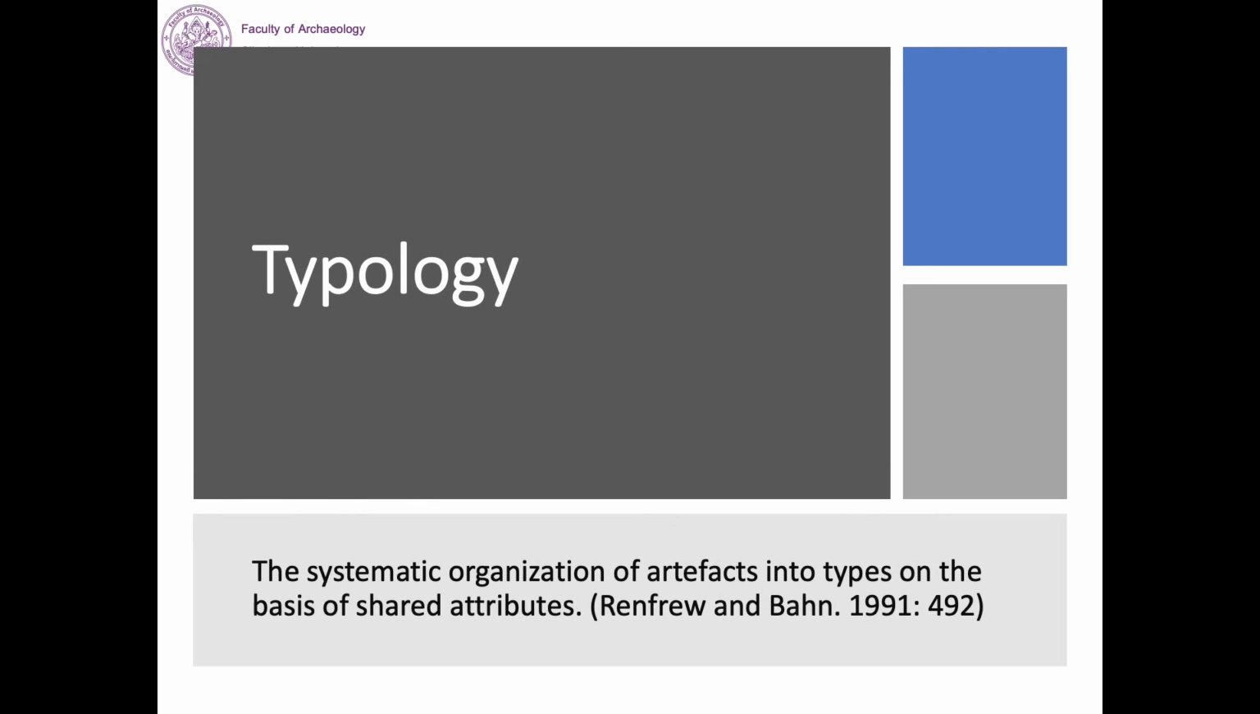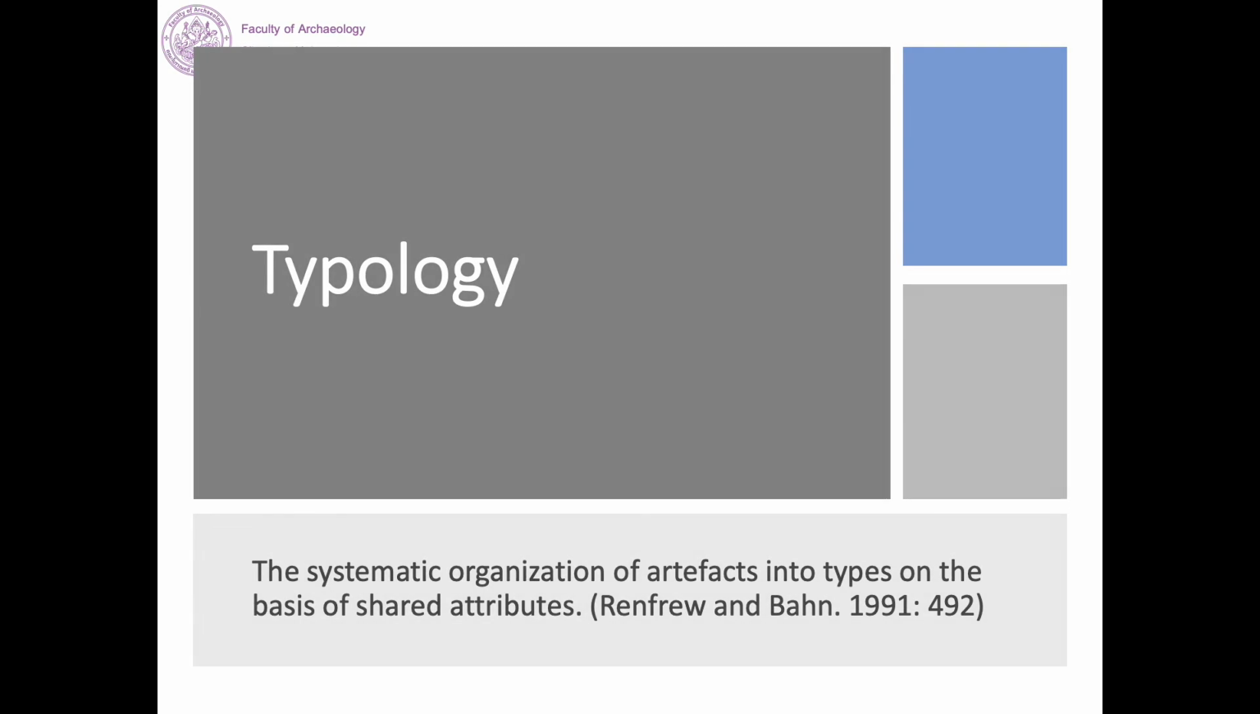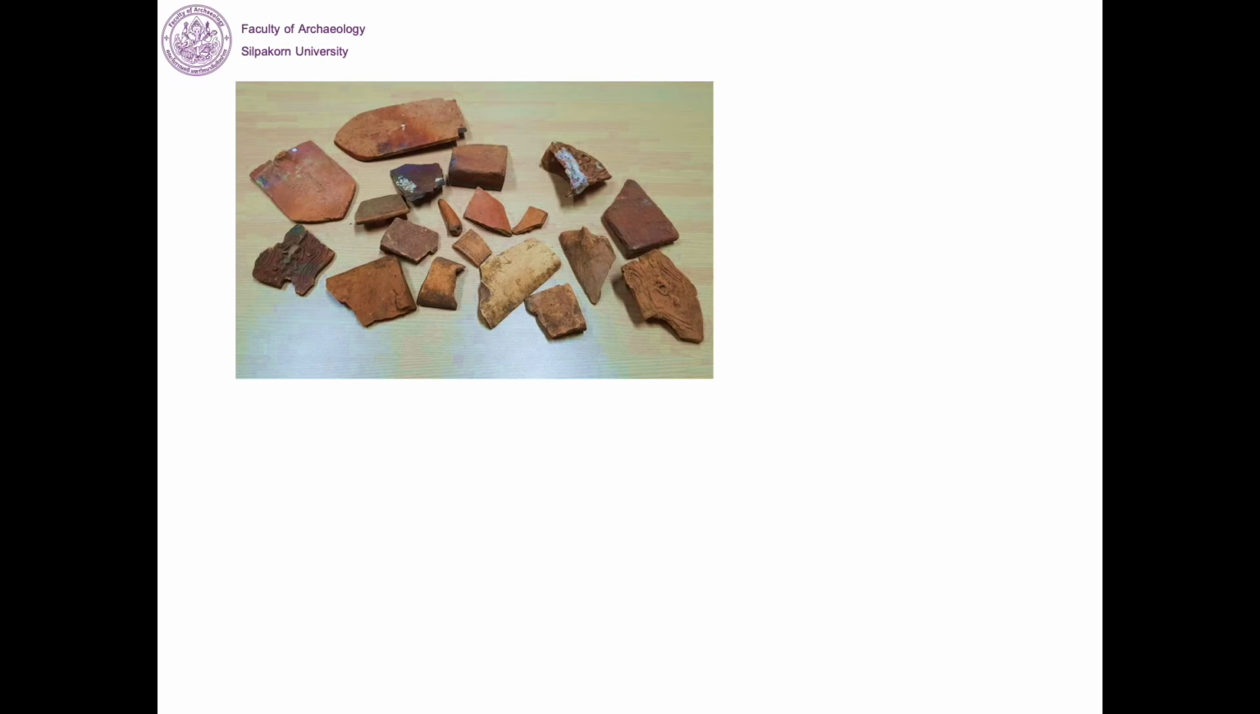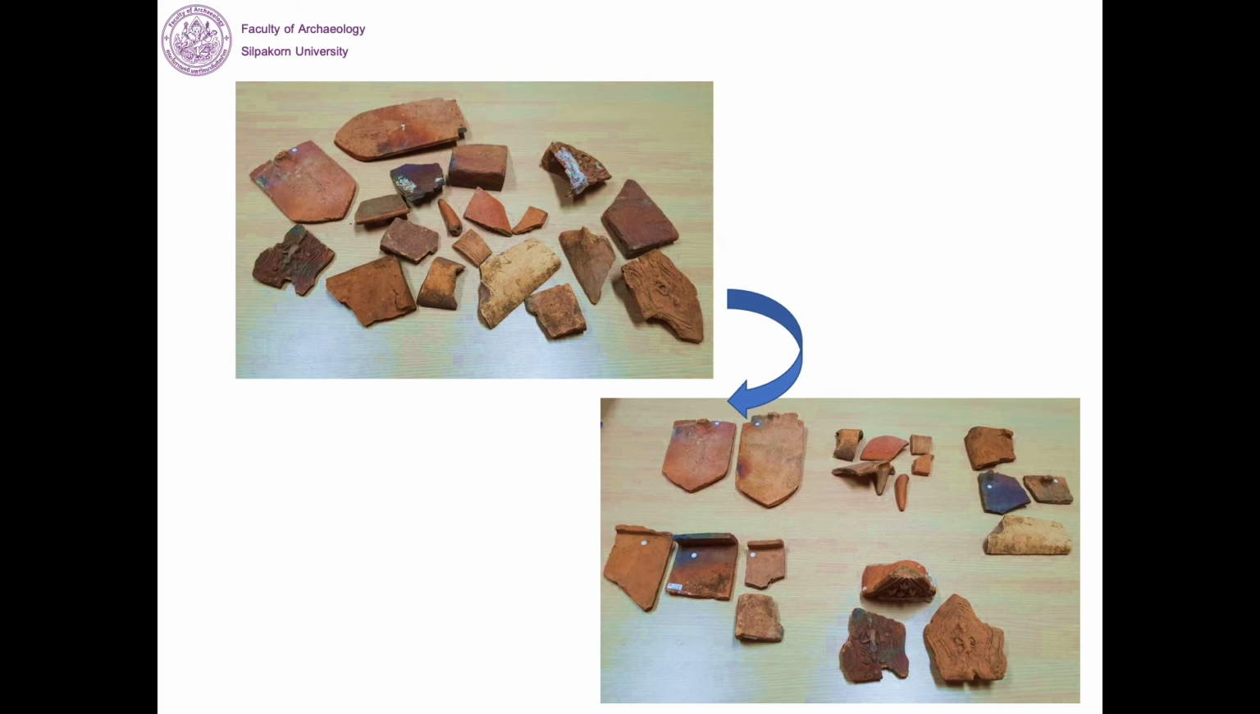After we classify the artifacts into groups based on their similar attributes, then we have specific types of artifacts. So the term typology refers to the systematic organization of artifacts into types on the basis of shared attributes. Typology helps us to create order in the archaeological finds, and it can be used for relative dating as well. Here is an example of typology of terracotta roof tiles that are usually discovered at ancient monasteries in the Ayutthaya period.